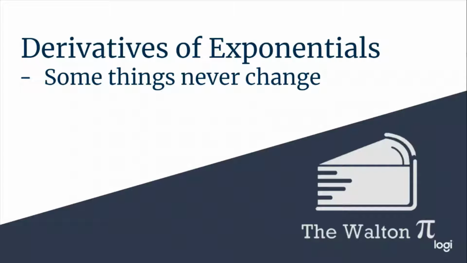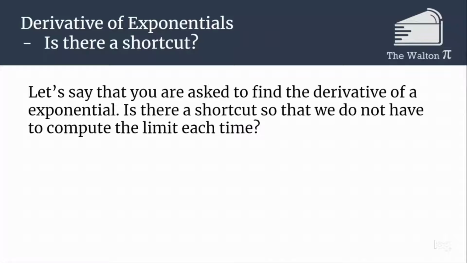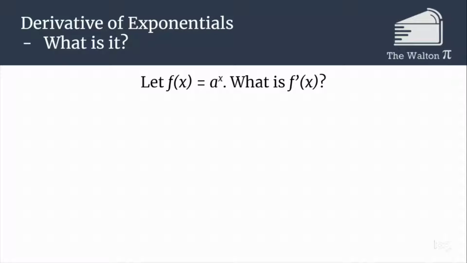Today we're going to be talking about derivatives of exponential functions. Just like polynomials, these come up fairly frequently, and so we are going to be trying to figure out if there's a general rule for how we can find the derivatives of them. So if we start with f of x equals a to the x, we want to figure out what is f prime of x. We're going to go through that limit definition.